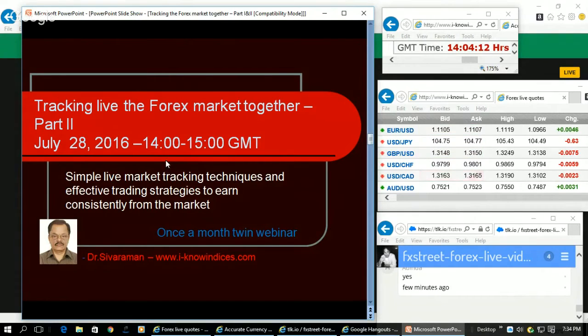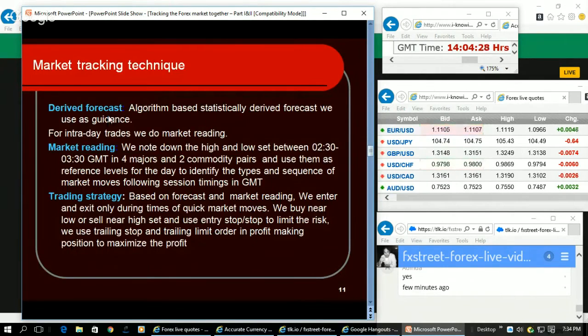So I'm going to give the second part of tracking live the Forex market together. It is a simple market tracking technique using the live market code page. And we also use the three components of the system, namely the derived forecast, market reading, and the trading strategy. I explained in detail how exactly they are to be used during the European session.